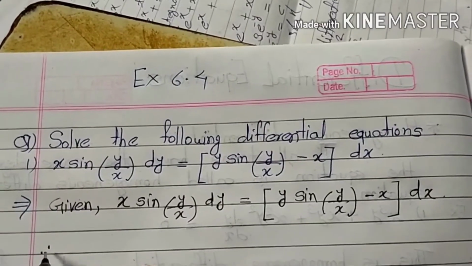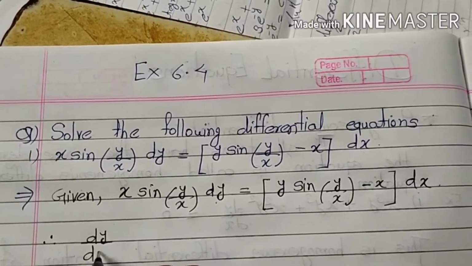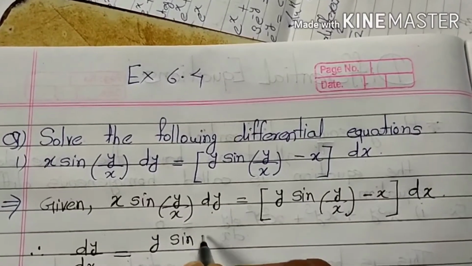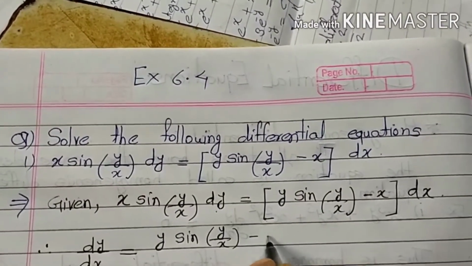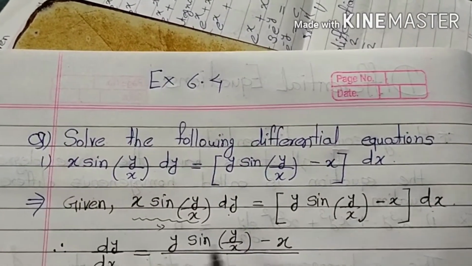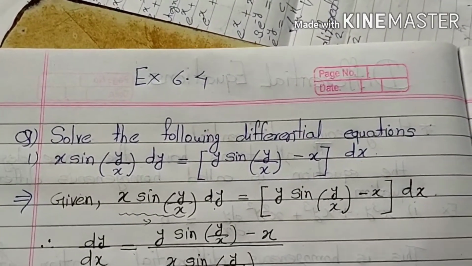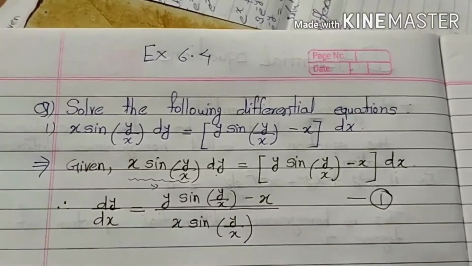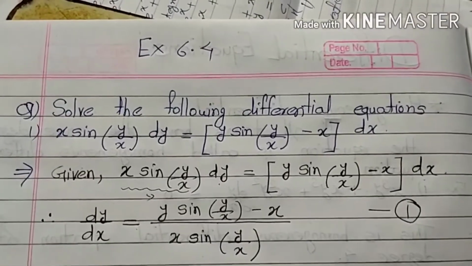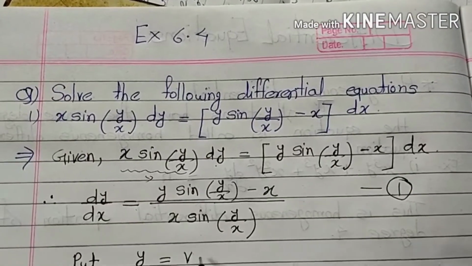Now next step, dy upon dx. So I am taking dy upon dx, which is equal to y sin y upon x minus x, upon, this term goes to this side, so it is x sin y upon x. Now call it equation first. To solve this type of equation, we take a substitution. What is that substitution? Put y is equal to vx.